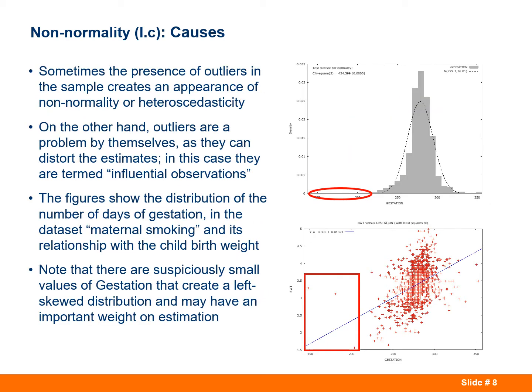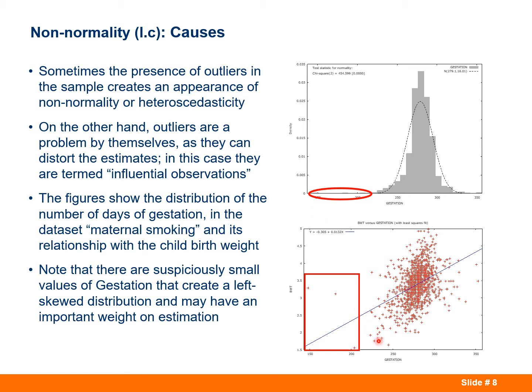Another frequent cause for the rejection of the normality assumption is the presence of outliers in the sample, which creates an appearance of non-normality and sometimes even of heteroskedasticity. On the other hand, as we will see in the next lesson, outliers can be a problem by themselves, as they can distort the estimates. In this case, they are termed influential observations.